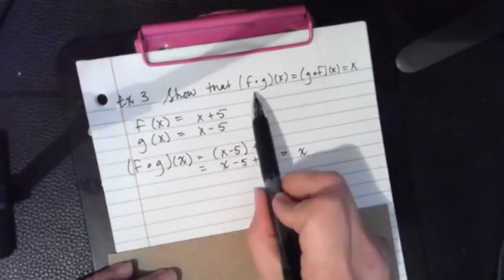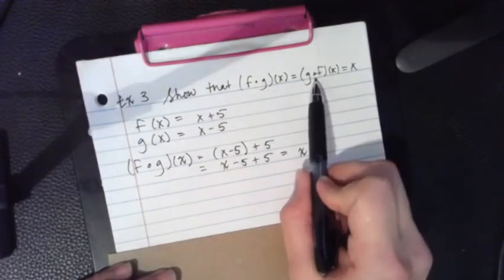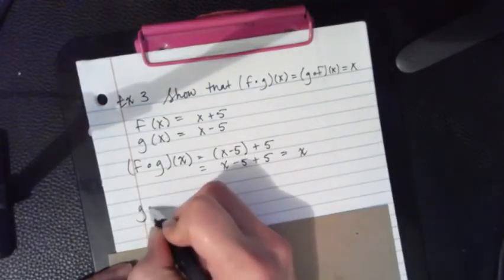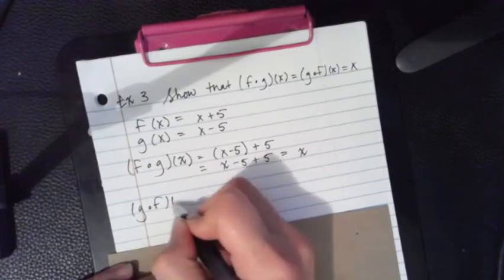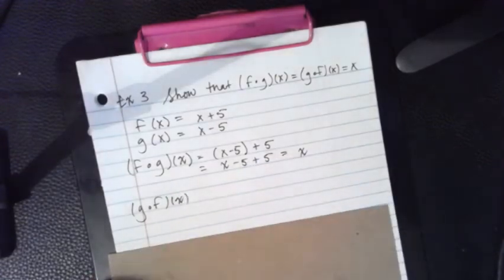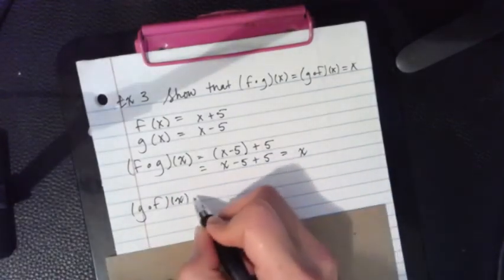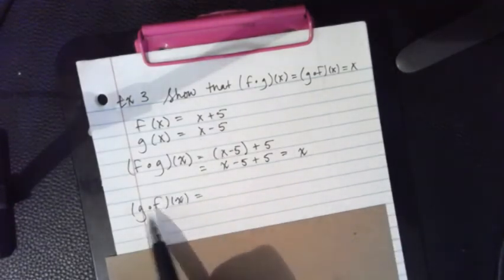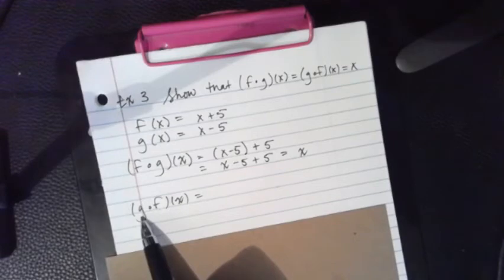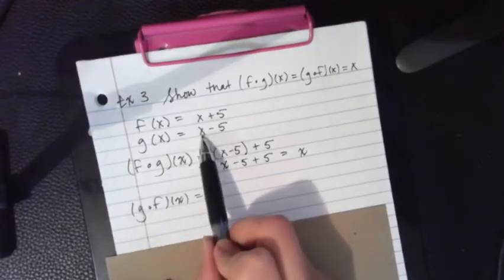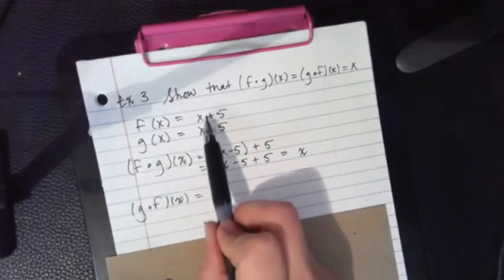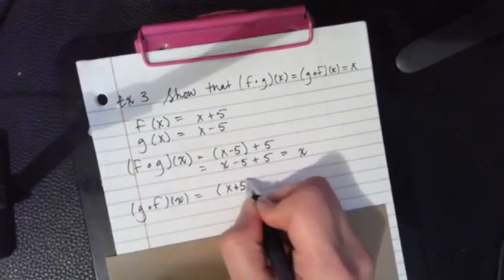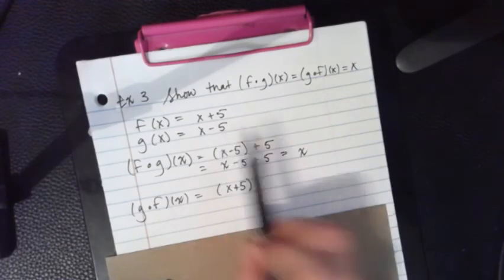We were asked to show that f of g equals g of f. Okay, so I still need to find g composed of f of x. So starting off, I'm going to take my function f and plug it inside g. Okay, so looking at g, I start off with x. That means I need to replace that with x plus 5. Then I have minus 5.